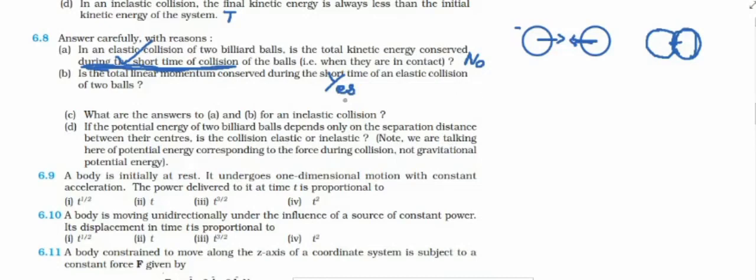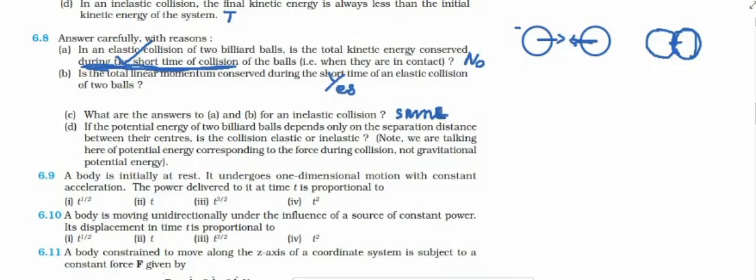Then what are the answers to A and B for an inelastic collision? Answer A will be the same, because in an inelastic collision also a shape change will be there. Then momentum, in an inelastic collision also momentum is conserved. So in both, the answers will be the same.